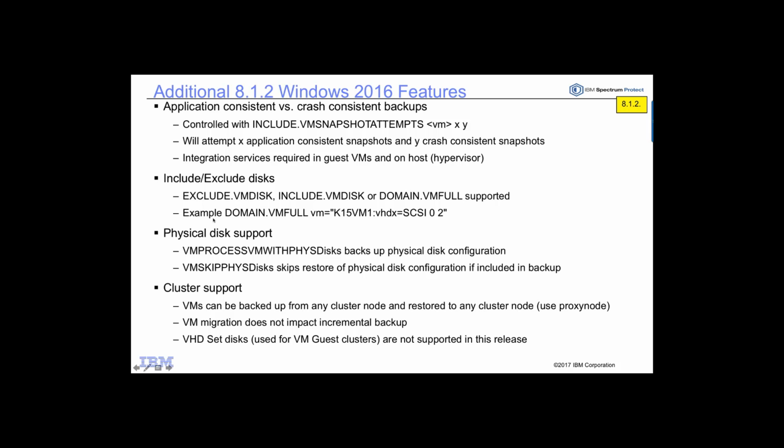We have added a feature to include and exclude specific Hyper-V virtual disks for Windows 2016. We have included support for physical disks, which is the equivalent of RDMs in VMware, with this VM process VM with phys disks parameter, and this VM skip phys disk parameter when doing a restore.